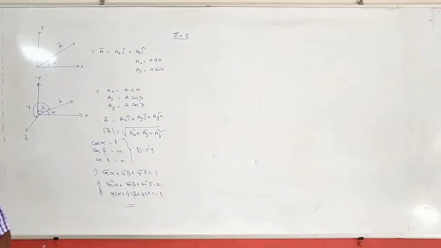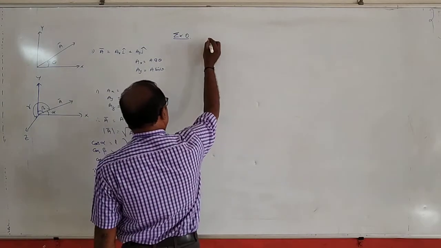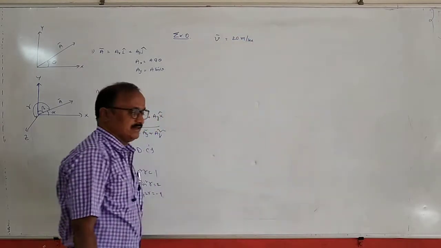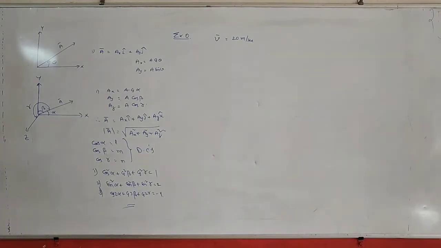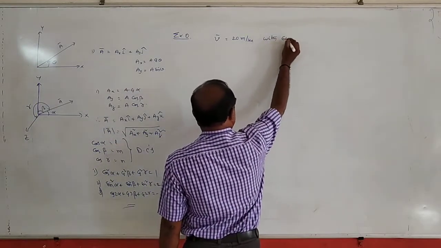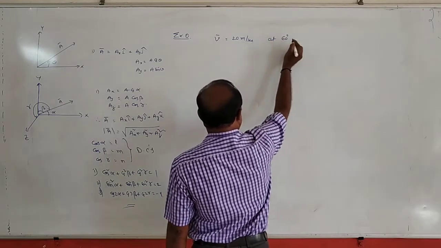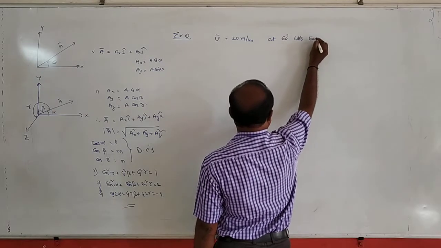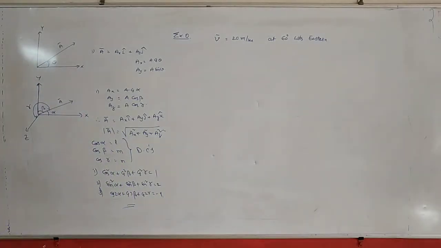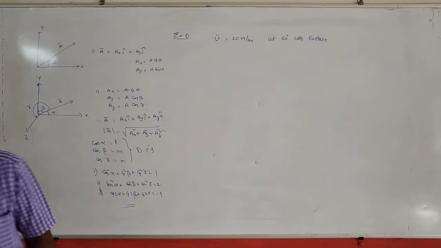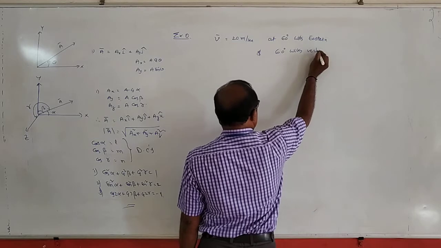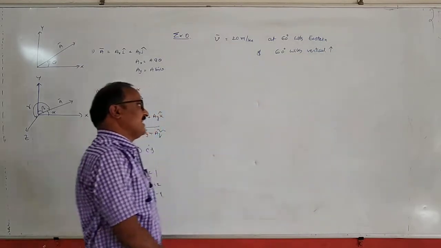A bird moves with a velocity of 20 meters per second in a direction making an angle of 60 degrees with the east line, and also 60 degrees with the vertically upward line. This is the given data.